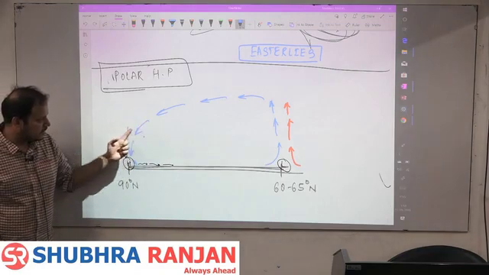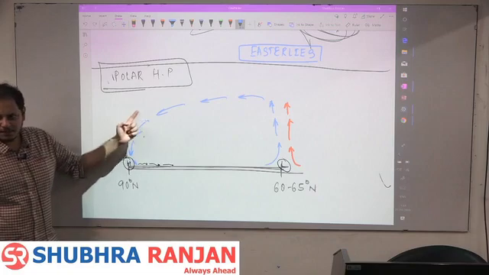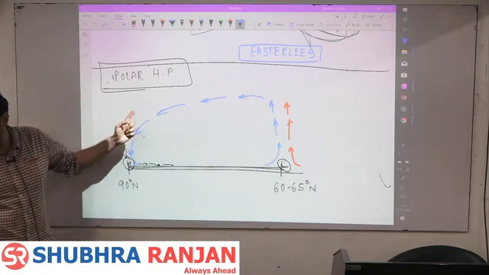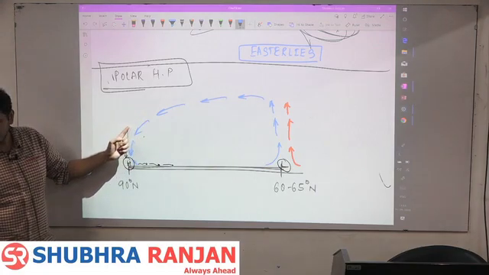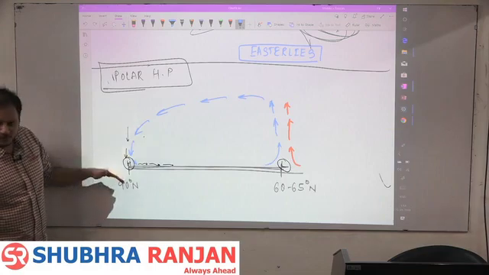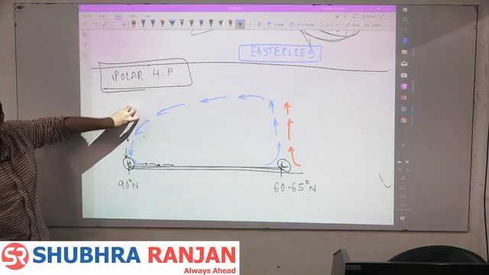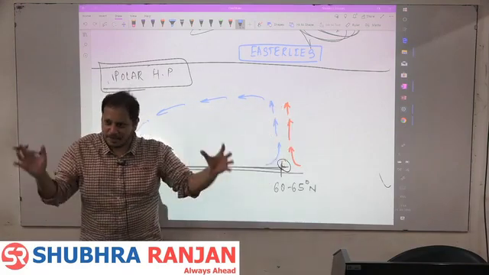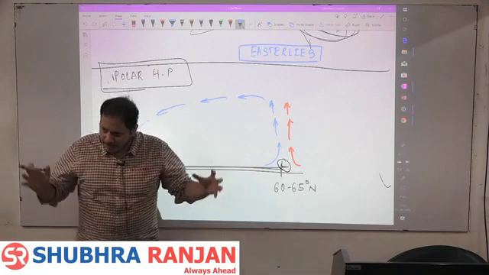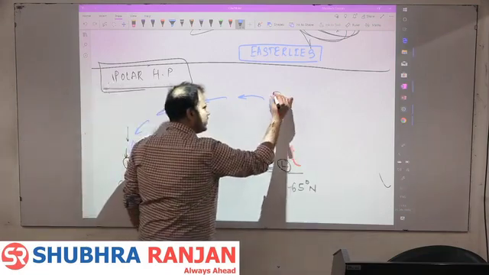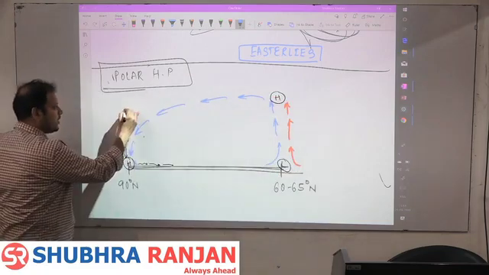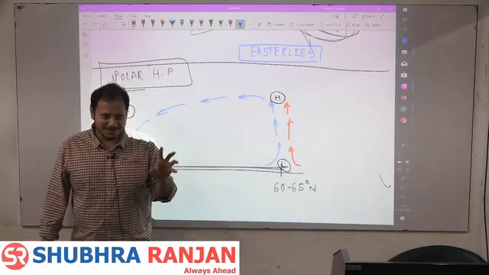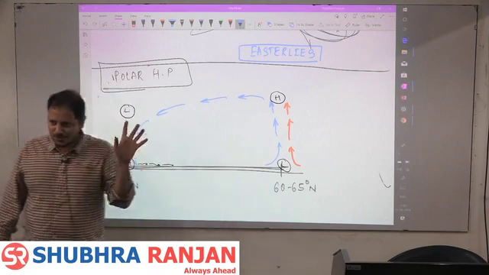So tell me, will there be more air or less air here in the upper atmosphere over the poles? Less air. Tell me if you don't understand. Air is coming downwards, so can I say there is a thinning of the air in this region? Getting it? Air is going upwards, so can I say there is a piling up of the air in this region? When air piles up, high pressure. When air thins, low pressure. So upper air, understanding? Did you understand this?